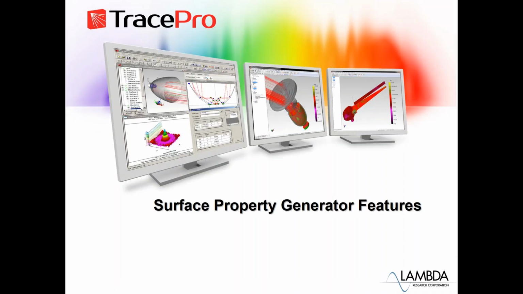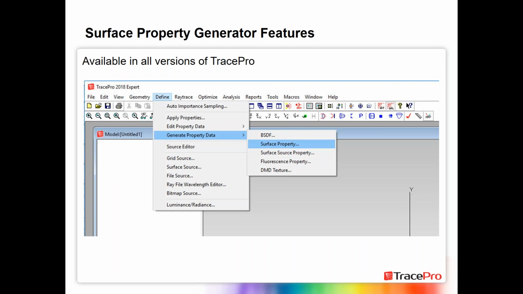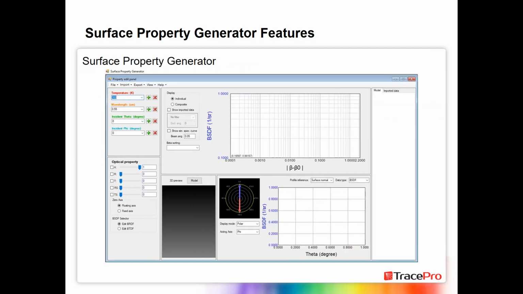So let's get started. First up, I'd like to talk a little bit about the features of the new surface property generator. It's available in all versions of TracePro. And to find it, you would go to the Define menu, then to Generate Property Data, and then Surface Property. Here's the screen you're going to see when you first open it up. Walk through some of the features of that now.